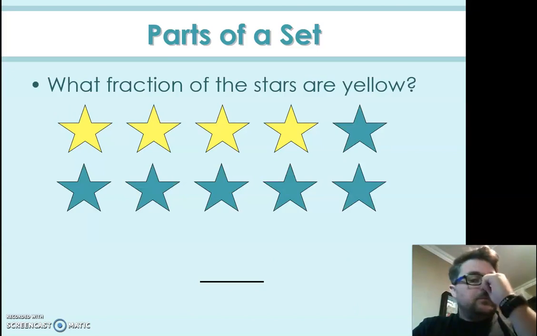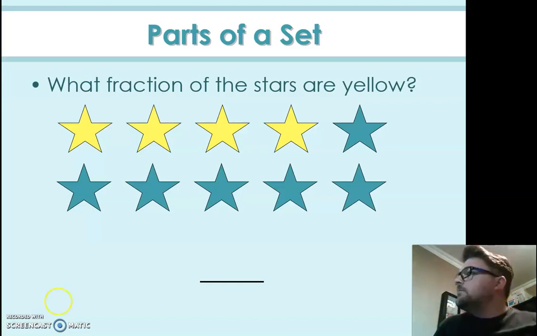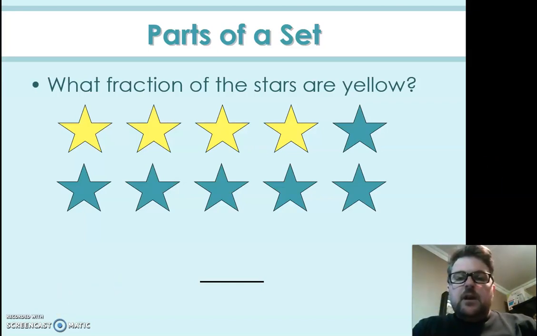Parts of a set. What fraction of the stars are yellow? I'm going to let you do this one on your own, and I want to see how you do. Have you managed that? How many were yellow? That would be your numerator.